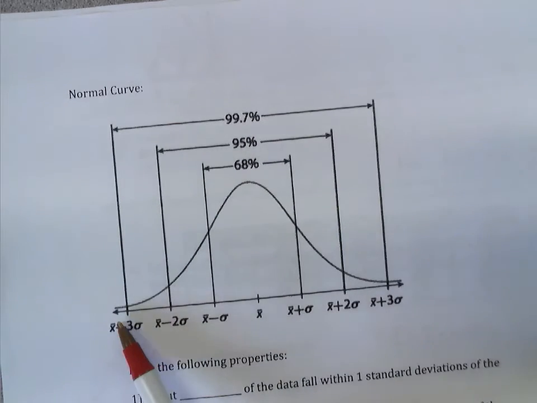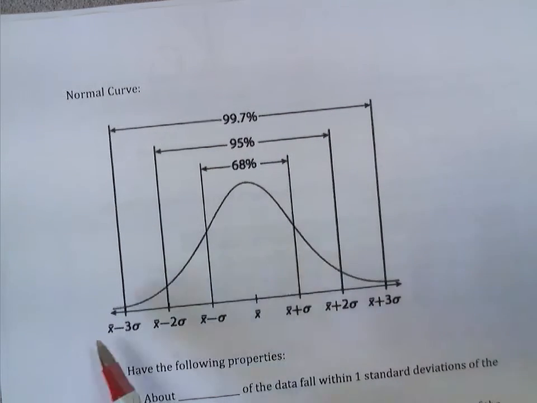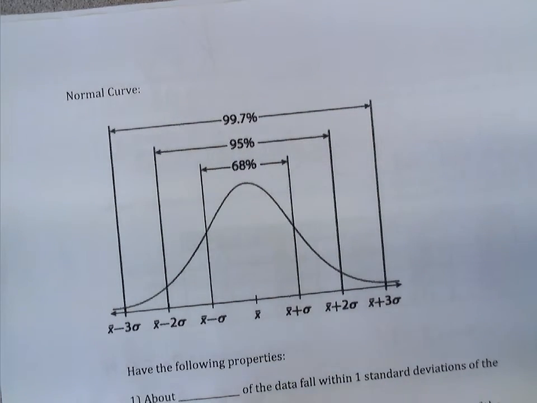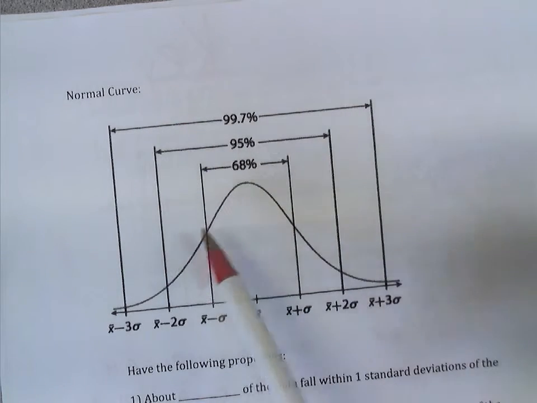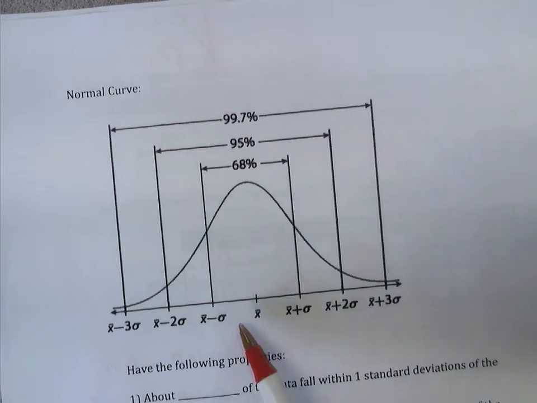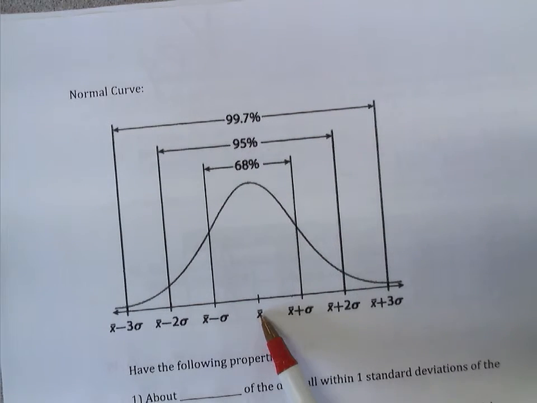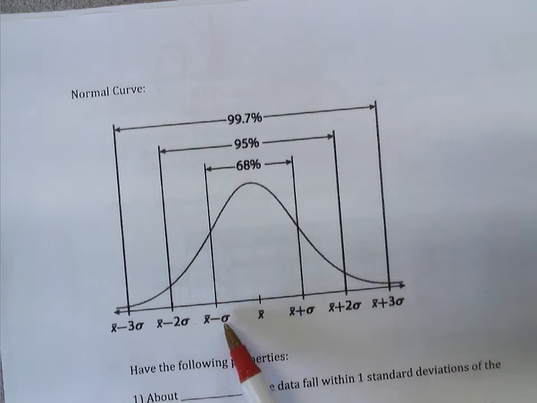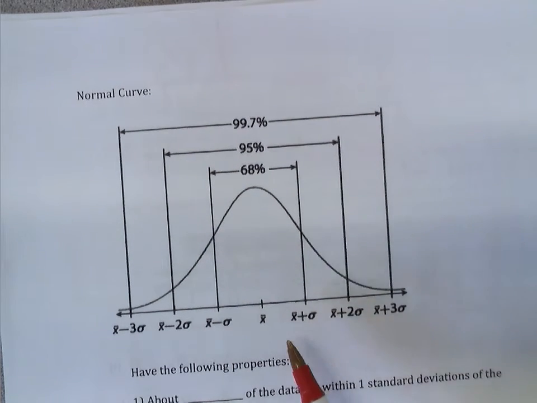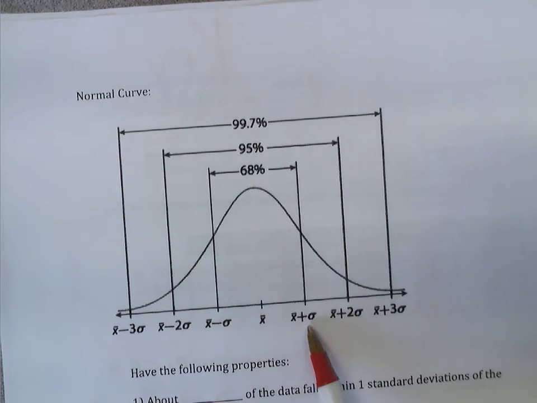So again, here's our bell-shaped curve. It's symmetrical. It's a normal distribution. And you can see here that we have sort of sectioned this off. And what this means is this. So here's x with the line over. That's our mean. So there's our mean value. And then you can see out here we have x minus sigma or x plus sigma. That stands for a standard deviation.